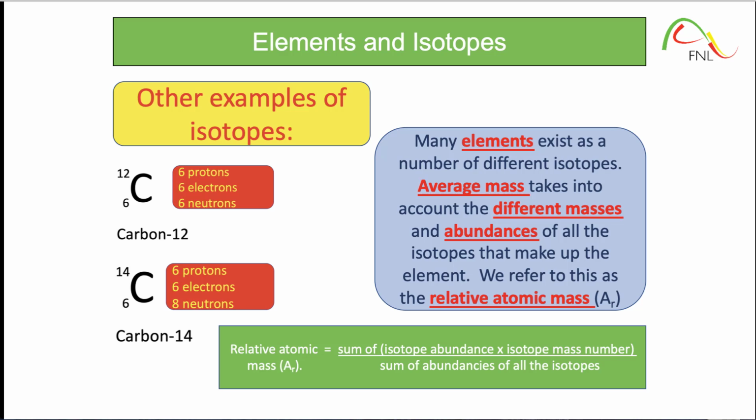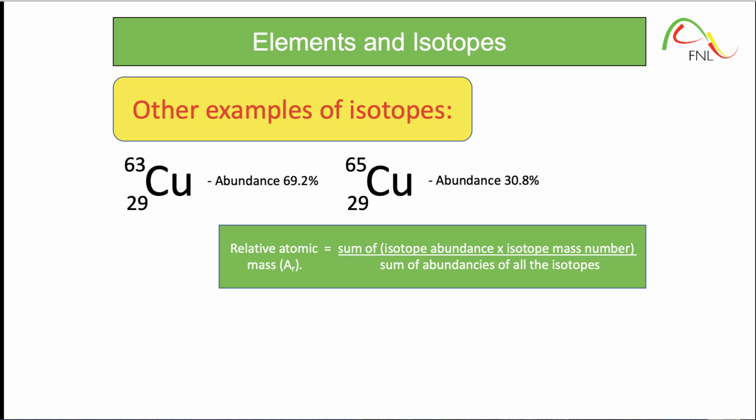To calculate relative atomic mass, we look at this equation. The sum of isotope abundances times isotope mass number divided by the sum of abundances of all the isotopes. That seems rather complex and difficult to get your head around. Let's look at an example of that. Let's look at an example using copper. This is copper 63, which is abundant in 69.2% of all atoms, and copper 65, all atoms of this are 30.8 in terms of abundance.